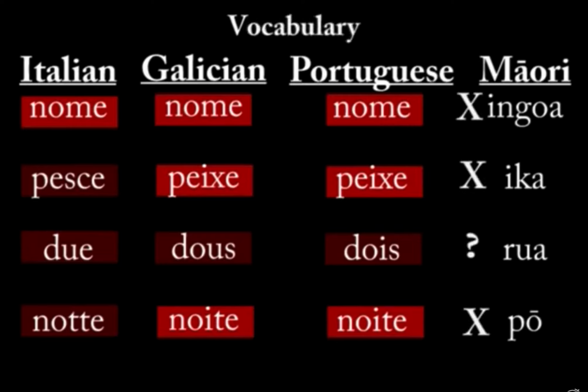Maori, on the other hand, doesn't seem to be related at all. So at this point, we'll set it to the side and say that it's an unrelated language. That is, it may be related to other languages, but it is not related to Italian, Galician, and Portuguese, at least as far as we can tell from this set of words. But that's not enough. At this point, we just have a flat understanding of the relationships.